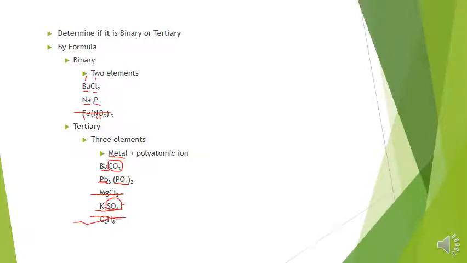Right, so binaries have two elements only, a metal and a nonmetal. And tertiary has three elements, a metal and a polyatomic. And polyatomics always have two elements.